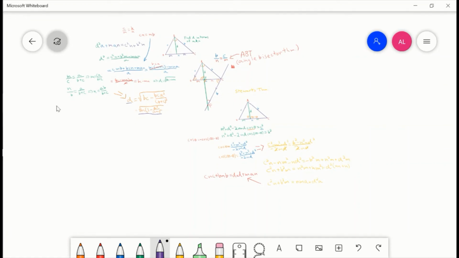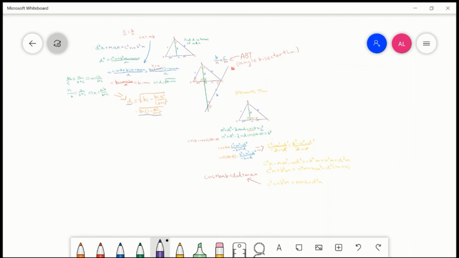Wait a second. Don't leave yet. I have a challenge for you. Can you find an expression using Stewart's theorem of the median of a side? Leave your answer in the comments, and I'll check them and tell you if you're right.